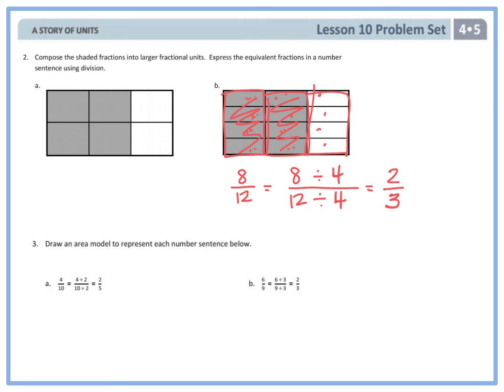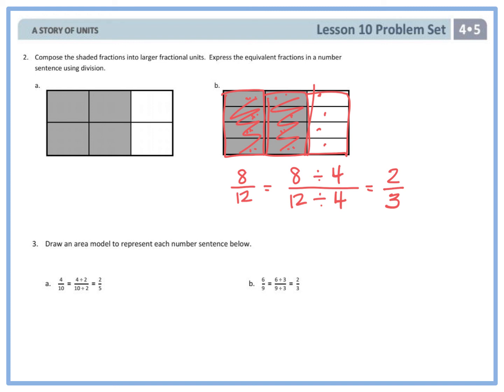On number 3, you're going to draw an area model to represent each number sentence below. And so we're going to do what we've just been doing. They've given us kind of the answer that we've had before, and now we're going to go ahead and draw a model to match that. So I want you to do these on your own and then come back.